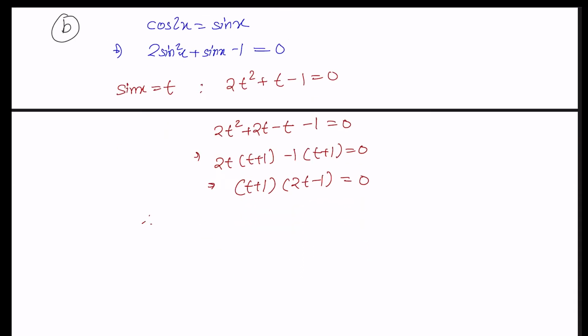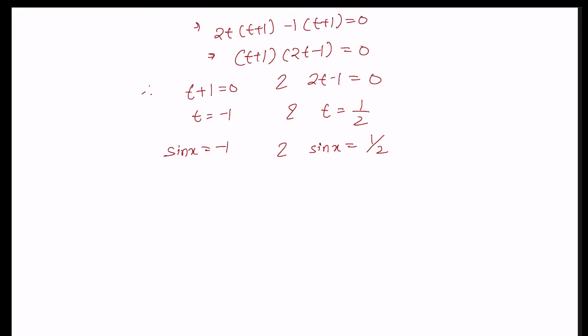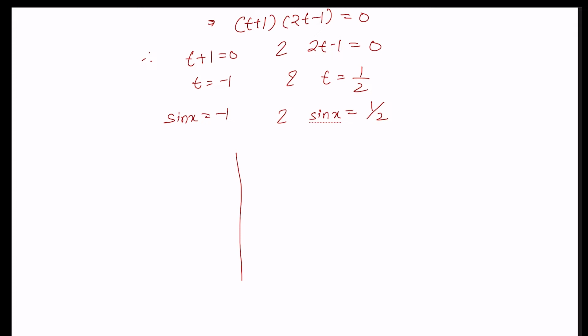So we have two solutions now. t plus 1 equals 0 and 2t minus 1 equals 0. So t equals minus 1 and here t equals half. So sin x equals minus 1 and sin x equals half. You have to solve for x in the domain minus pi to pi. So how to do that? Basically, we can draw the sin x curve and easily solve this trigonometric equation.